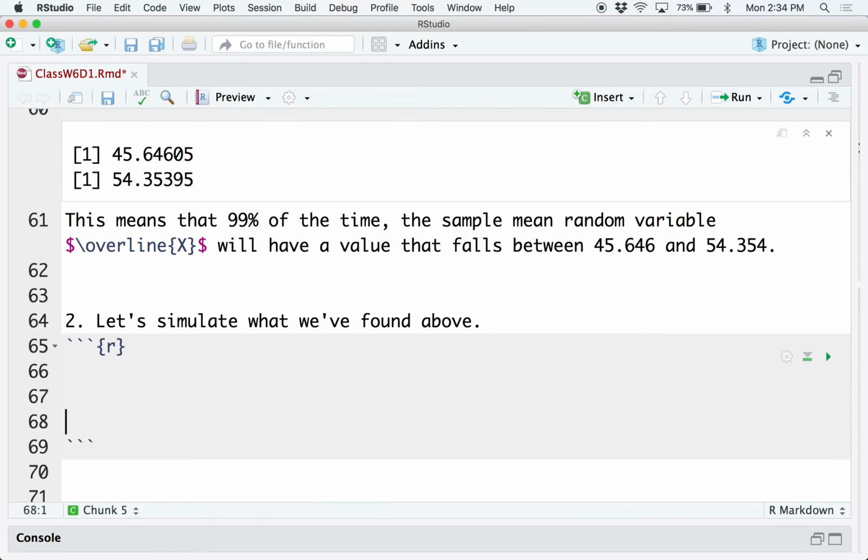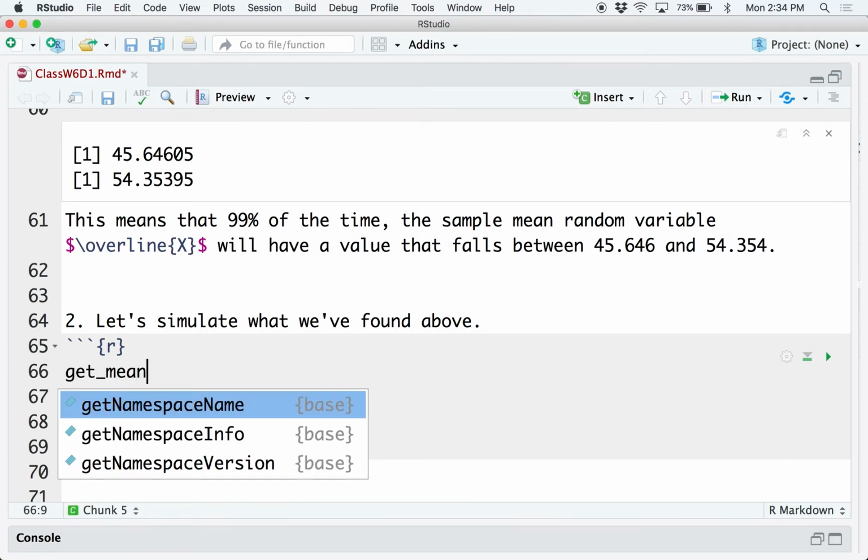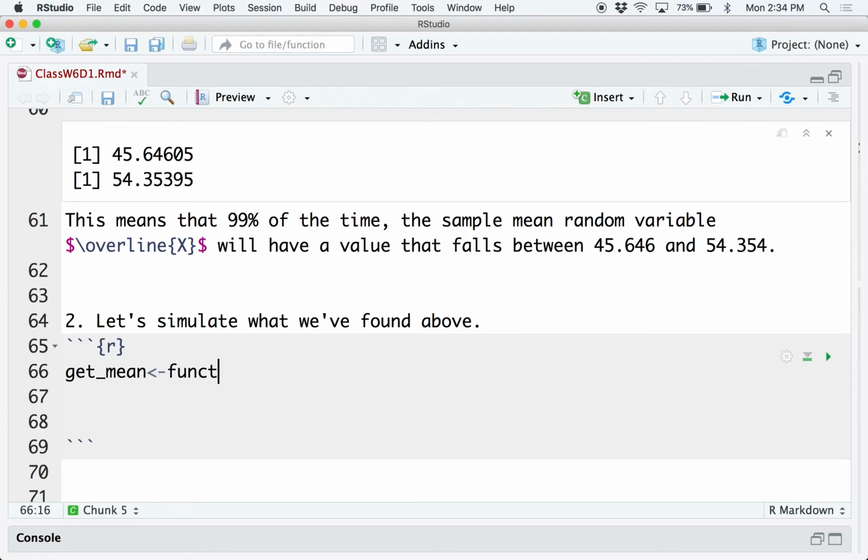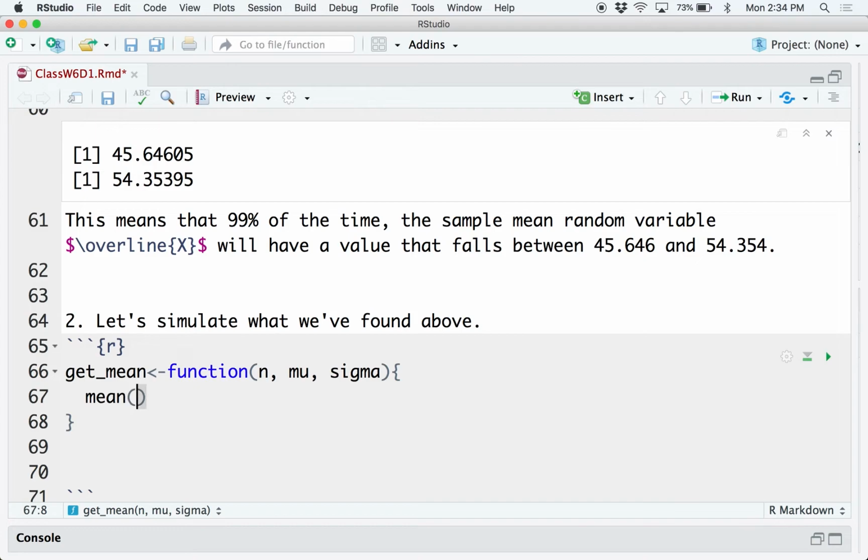So here's what we're going to do. We've done something similar to this in the past. First of all, we define a function. Let's call it getMean. It's going to have parameters n, mu, and sigma. Essentially it finds the mean of n observations from a normal random variable with parameters mu and sigma. So we're going to collect n of those, take the mean of them, and that's what we're going to output.